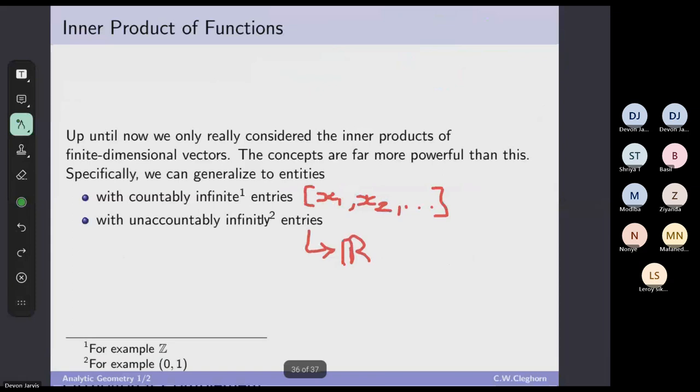Okay. And then lastly, the last two slides for today. This is a general notion that I'm going to rely heavily on. Up until now, we've only really considered the inner product of finite dimensional vectors. The concepts are far more powerful than this. Specifically, we can generalize to entities with countably infinite entries, so for example, x1, x2, all the way to an infinite number of x's.